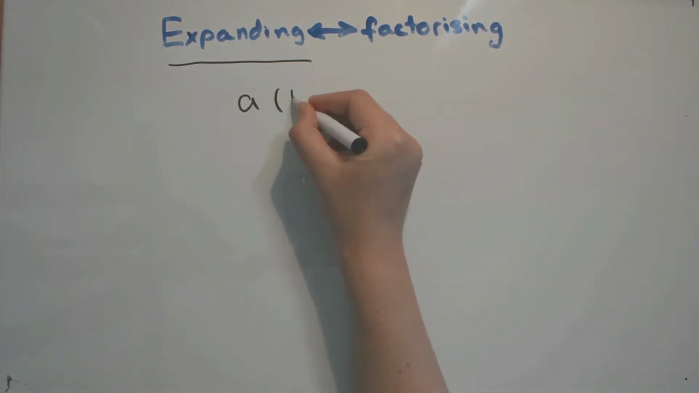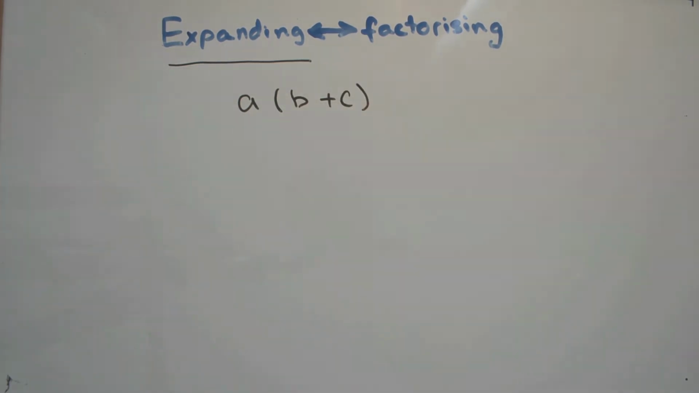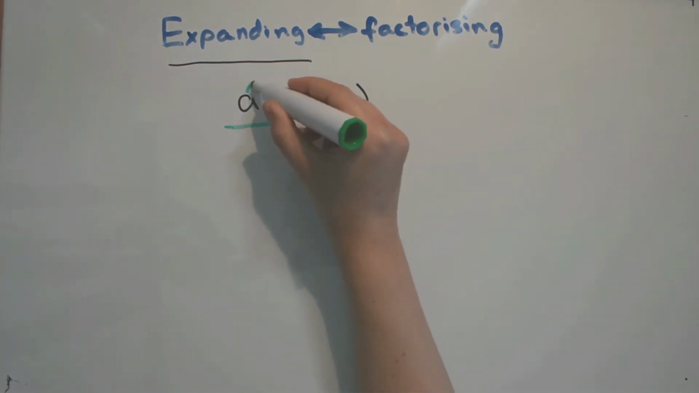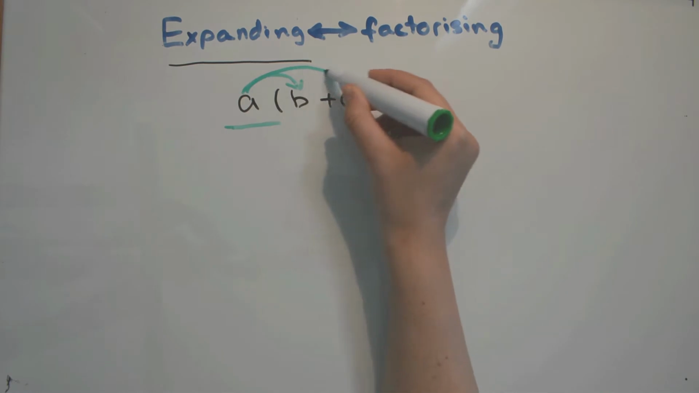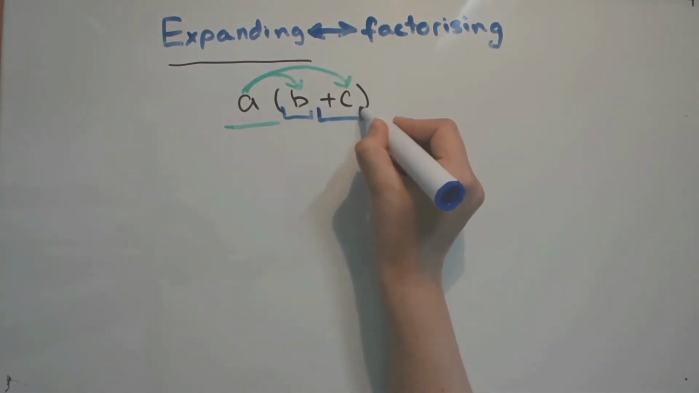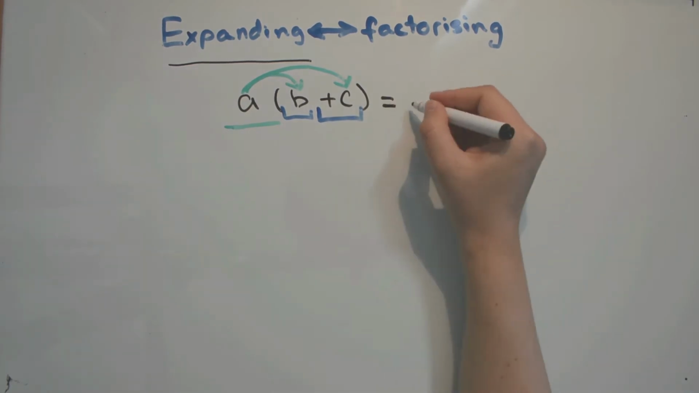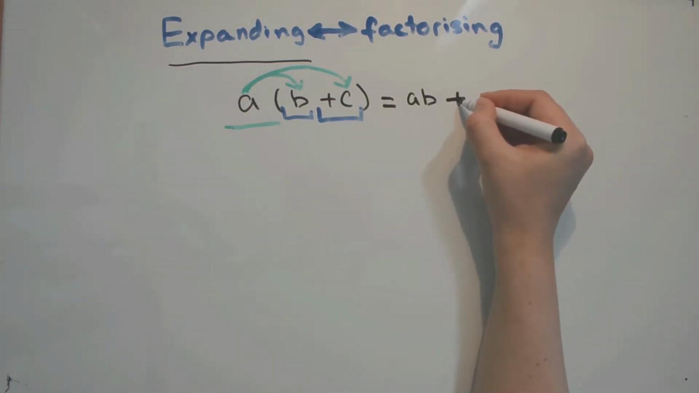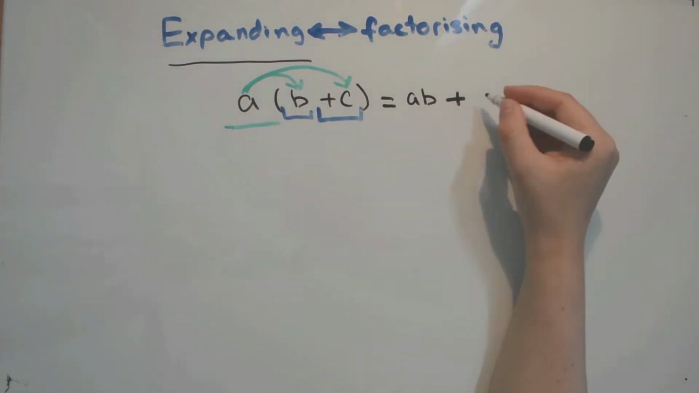So we'll start with a basic example. We have one number outside and one bracket, so a times b plus c. So you need to times a by every element of the bracket. In this case it's b and the second element plus c, so you get ab plus ac.